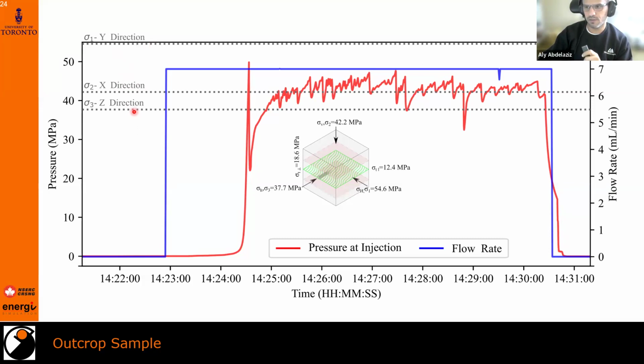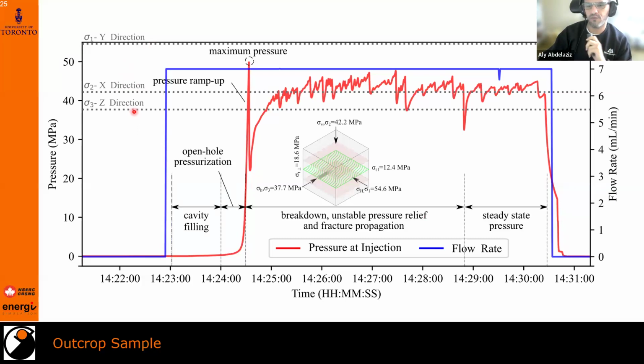Now, in this case, we have what we call a classical result, where we have cavity filling, followed by open hole pressurization, then a pressure ramp up until you reach a maximum pressure, then unstable pressure relief and fracture propagation until at some point you reach a steady state pressure, right? But we have the luxury now of looking at this in much more detail.